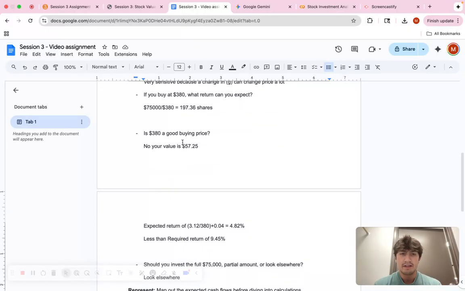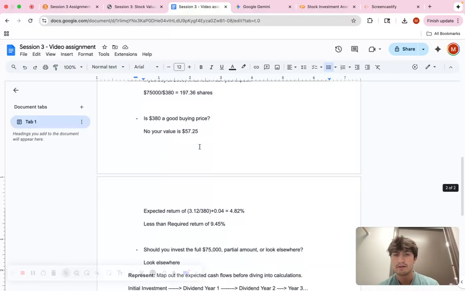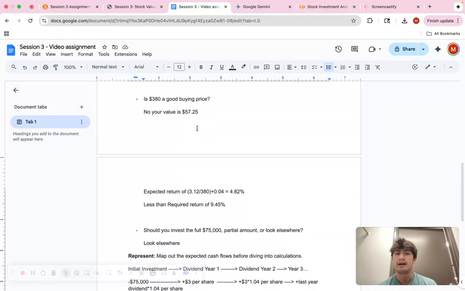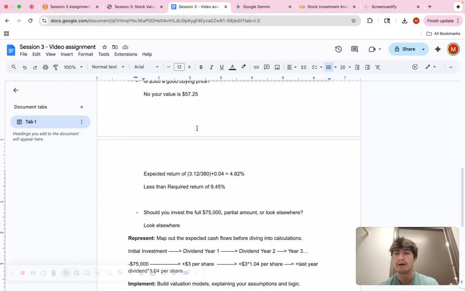And then is $380 a good buying price? We're gonna go with no right now, because the intrinsic value that you got is $57.25, and it's selling for $380 right now. So you don't value it at $380 right now. You value it way lower than that. So you wouldn't want to buy it.